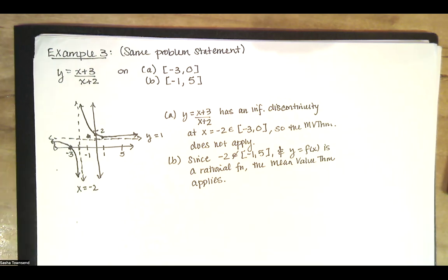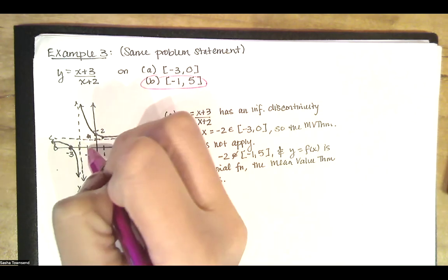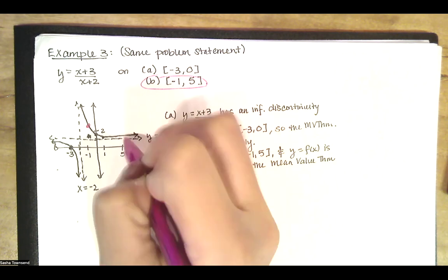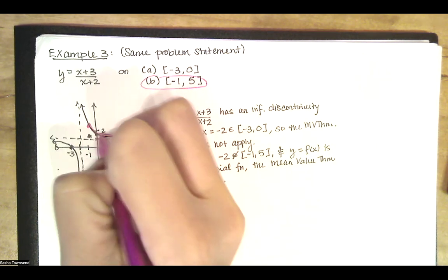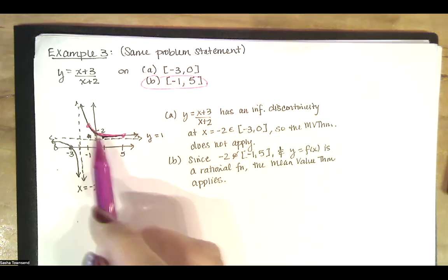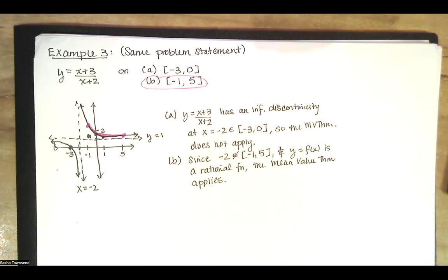And the part that we're interested in now for part B is the part where x starts at -1 and ends at 5. So we're talking about this part of the graph. And we're looking for the x value on that interval where the instantaneous rate of change equals the average rate of change. So let's do that.